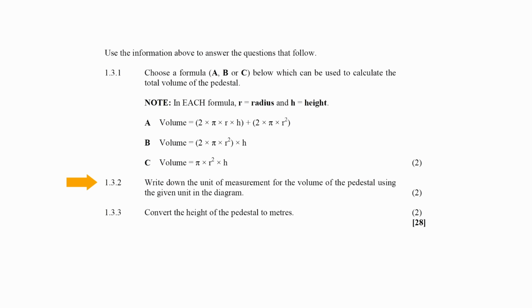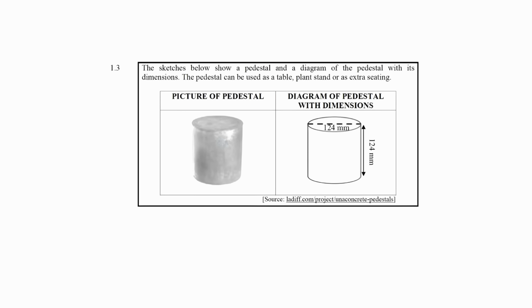In question 132, you have to write down the unit of measurement for the volume of the pedestal using the given unit in the diagram. The unit of measurement given in the diagram is millimeters. We should know that the unit of measurement for volume is cubic units. So the unit of measurement for volume of the pedestal using the unit given in the diagram is cubic millimeters.